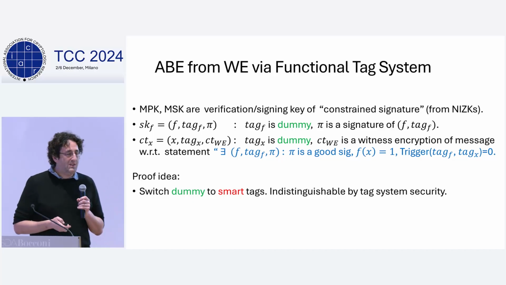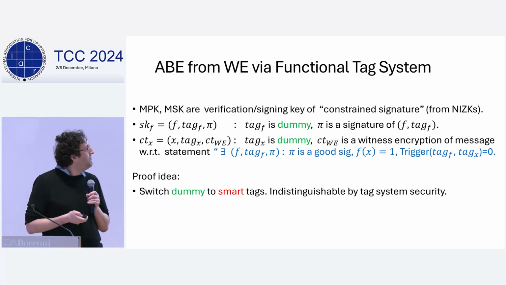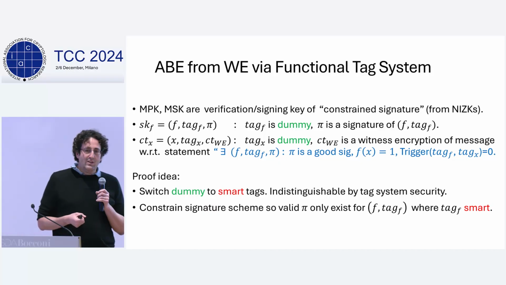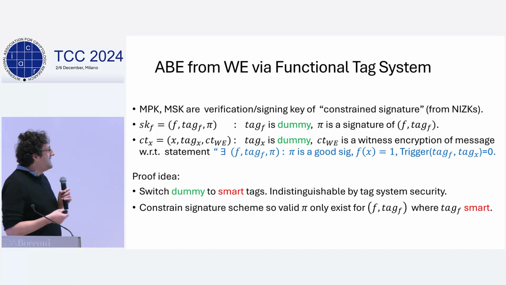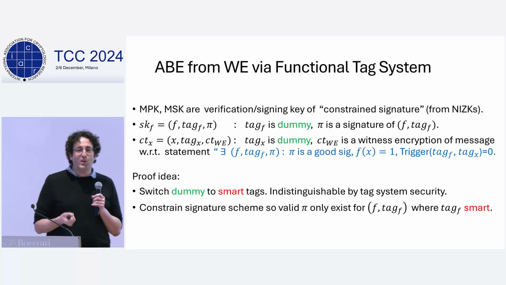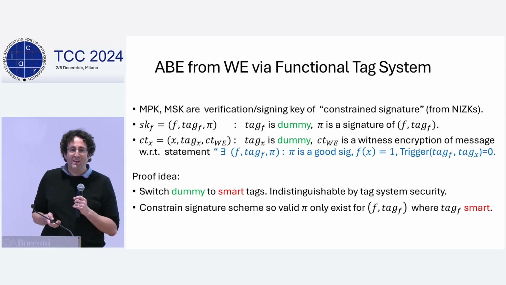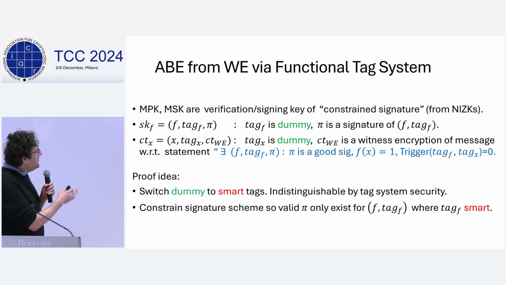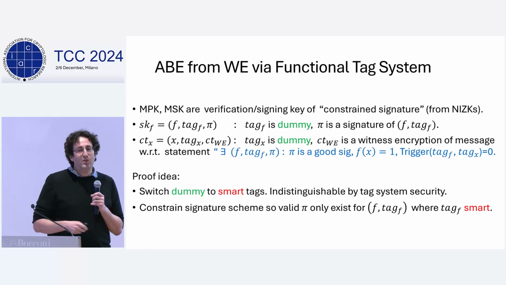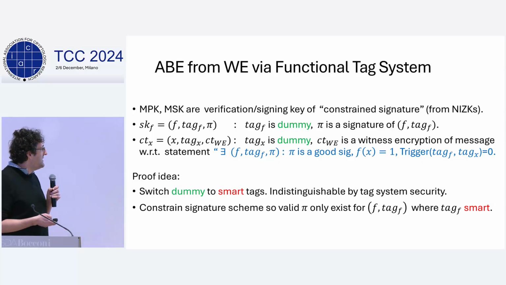Like none of all of these fi of x is equal to 0 for the tags the adversary sees. Then once we do that, we're going to constrain the signature scheme so that valid signatures only exist for pairs f comma tag of f that were generated in the smart method using the correct secret key. And the property we need of the signature scheme is that as long as you only get signatures for such values, you cannot tell the difference. And that's what's happening in this game. So you cannot distinguish this.